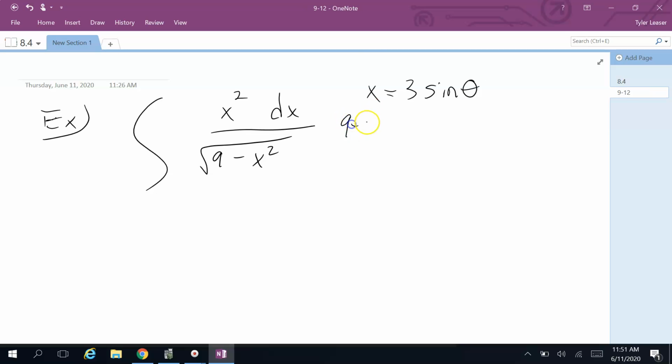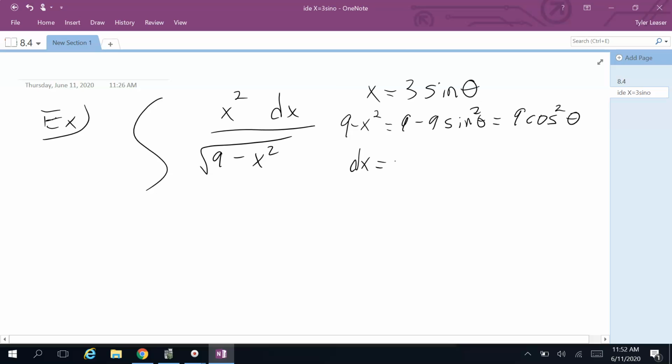Remember, I like to go ahead and figure out what the inside of that square root is, that 9 minus x squared. So for us, that's going to be 9 minus 9 sine squared. Just to save some space here, if I factor a 9 out of that, I'm going to have 1 minus sine squared, and 1 minus sine squared is the same thing as cosine squared from the Pythagorean identity. The last thing that we're going to need is to know what the differential dx is. If x is 3 sine theta, then dx is going to be the derivative, 3 cosine theta d theta.